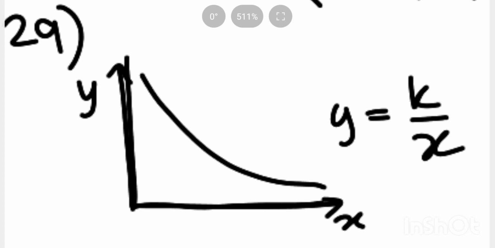It's not the other three options. It's not y equals kx, because that's a straight line that passes through the origin. y equals k plus x is also a straight line, but it passes through the y-axis at k with a positive gradient of 1. And y equals k minus x is a similar thing. It's a straight line which passes through the y-axis at k, but it has a gradient of minus 1. So this question is just pattern recognition.